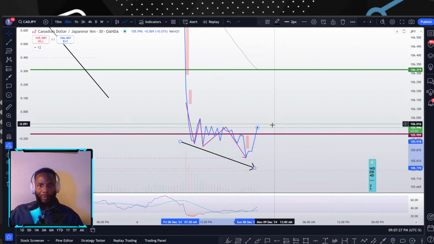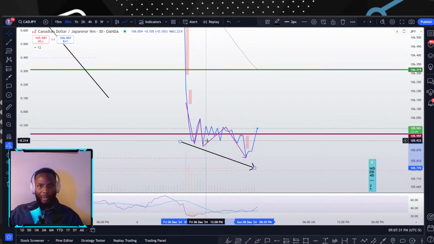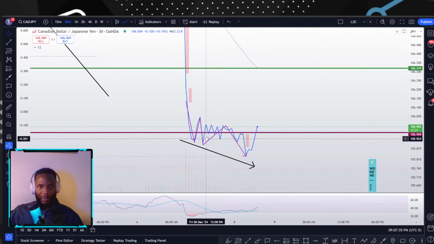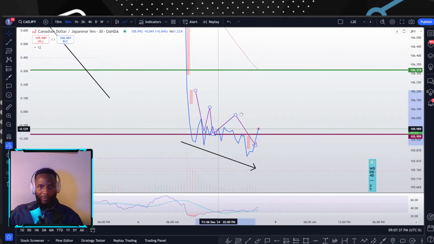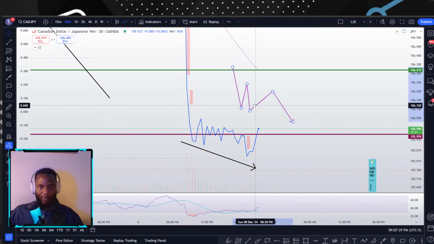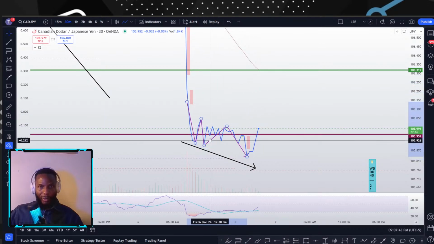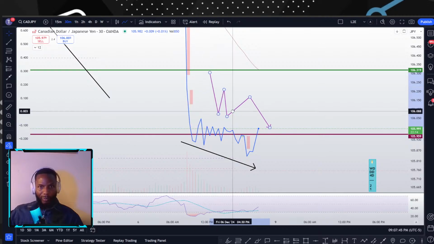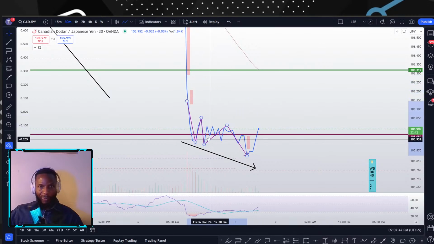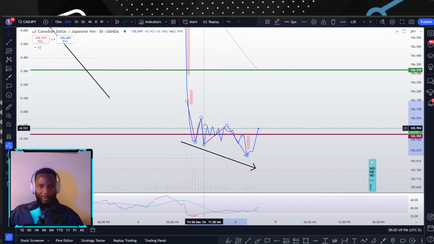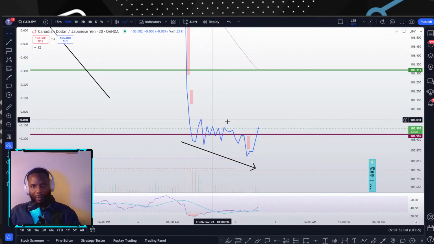As you can see, it broke this one level here, but it needs to actually break this level up here. So what I'm gonna do is I'm gonna get rid of this.